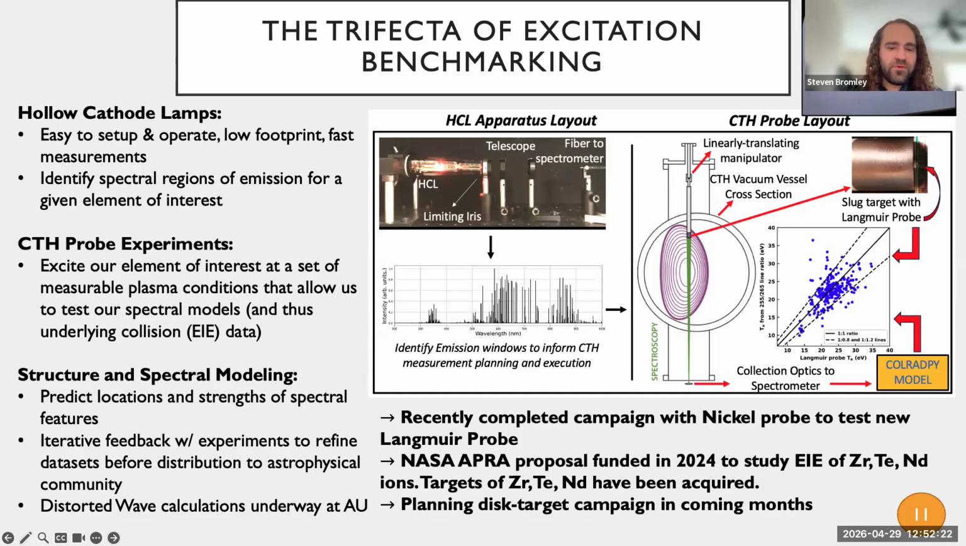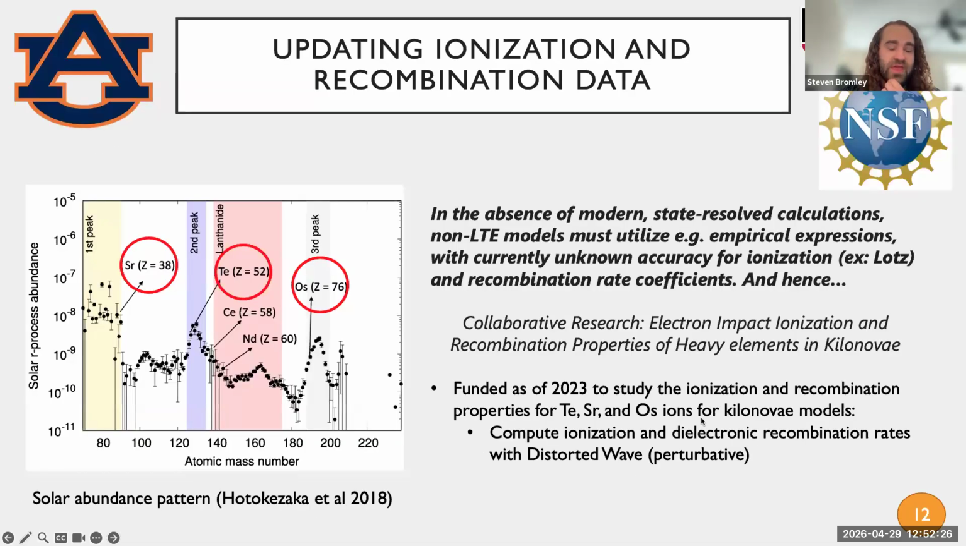Moving on to these other two processes, ionization and recombination. At the moment, we have a campaign going on to compute ionization and recombination data for a couple different elements. There's, of course, a great many ions that are of interest to this R process nucleosynthesis. But at the moment, we've selected three of these for study: strontium within the first R process peak, tellurium within the second, and then osmium within the third.